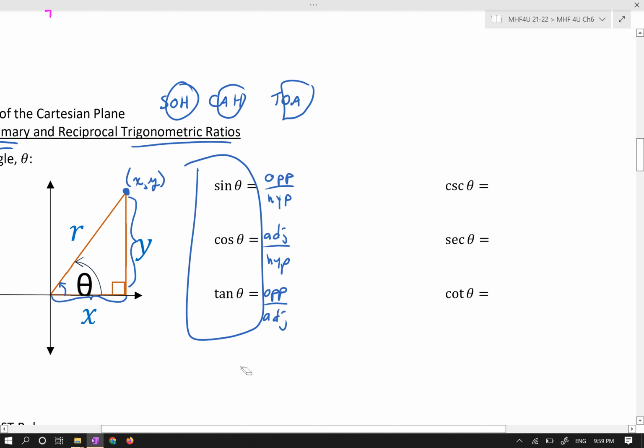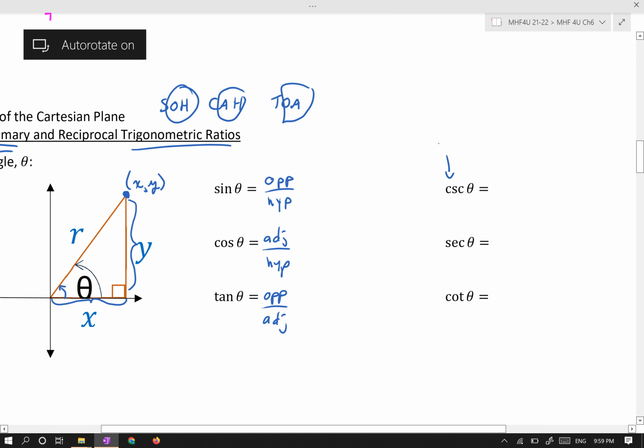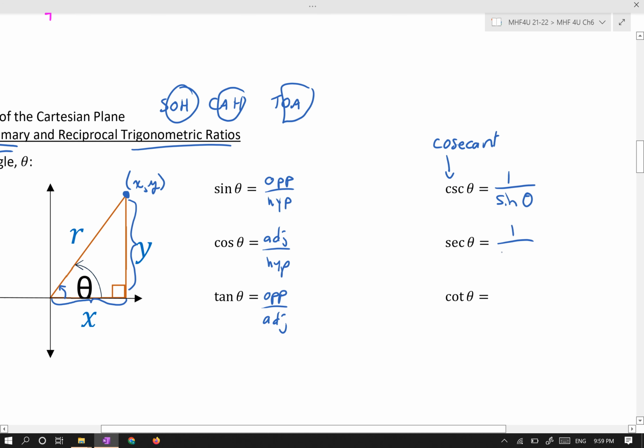Now we need to work with our reciprocal trig ratios. So the cosecant of theta is equal to 1 over the sine of theta. The secant of theta is equal to 1 over the cosine of theta. And the cotangent of theta, we're working with 1 over the tangent of theta.